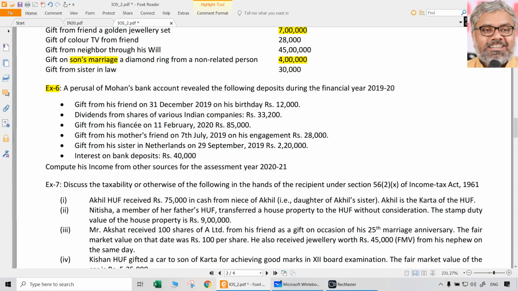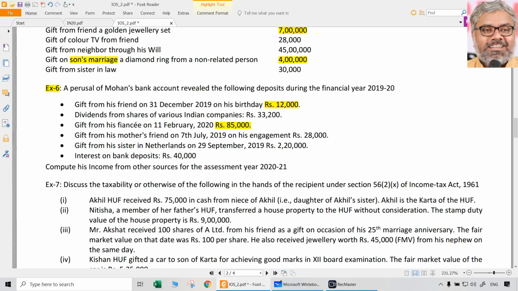Because it did not exceed 10 lakh rupees, we have to write that note. Gift from the fiancé on 11th February 2020, 85,000. Yes, it is taxable. Fiancé is not spouse. Maybe in future he or she may be the spouse, but right now, no. So the relationship did not exist when that gift was received from the fiancé, which means the entire amount is taxable.